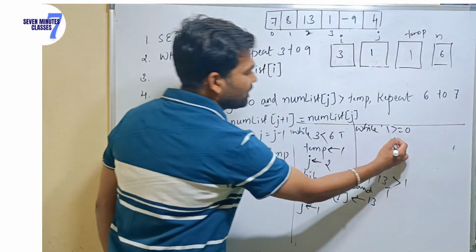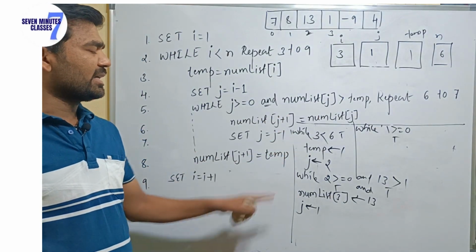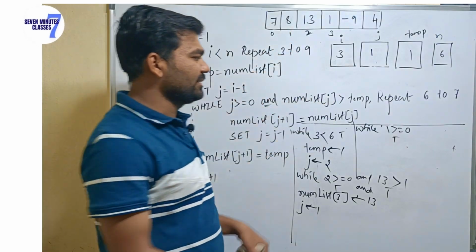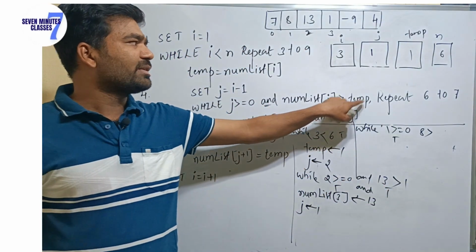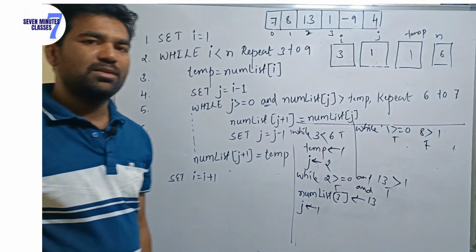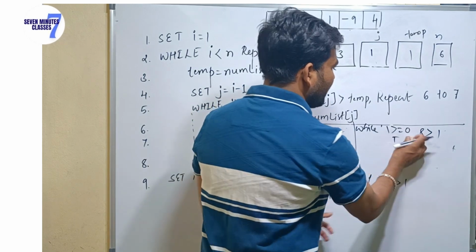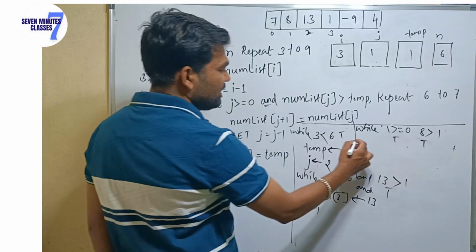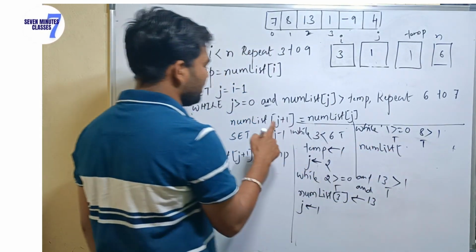Yes, it is true. Then num list of j. What is num list of j? Num list of 1. What is num list of 1? That is 8. 8 is greater than temp. What is the value of temp? It is 1. 8 is greater than 1. False. Okay, sorry, it is true only. So both are true. Then inside the loop, that is num list of j plus 1.